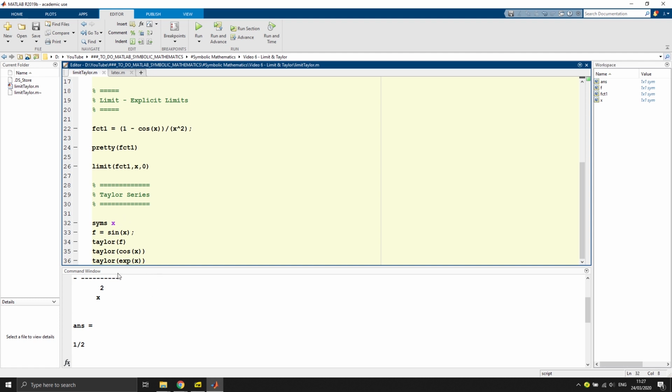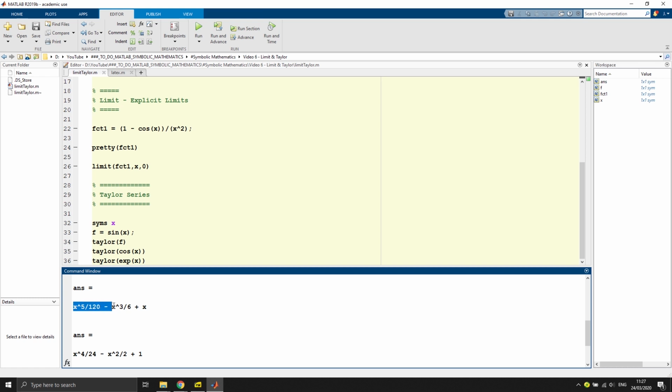We again define a symbolic object, then we define a function sine of x, and then we're going to have the Taylor series expression of this sine function, which is nothing else than this right here. So x to the power of 5 divided by 120, and so on. Then we can have also a look at the Taylor expression of the cosine, which is this expression right here. And we can have a look at the Taylor expansion of the exponential function, as you can see right here.